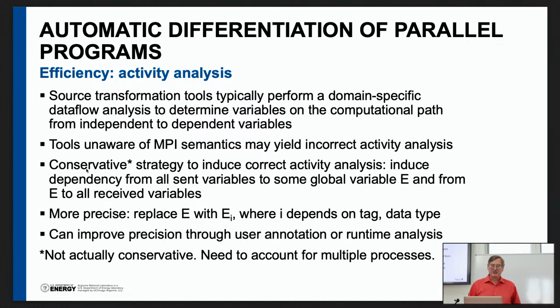Turns out that's not actually conservative. It doesn't account for multiple processes, and so if your automatic differentiation tool doesn't know that there's this implicit parallel for around everything, then it might miss a dependence that exists. So if you have a send in one branch of a conditional and a receive in the other branch of the conditional, your compiler is going to assume that you take one branch or the other, not both. And so you can get incorrect analysis that way.